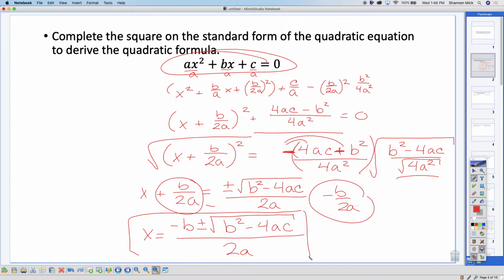But we don't use the original either? No, we do use the original. Well, it has to be in the form ax squared plus bx plus c, which is standard form. And that's a c, not an e. So it has to be in standard form, but other than that.